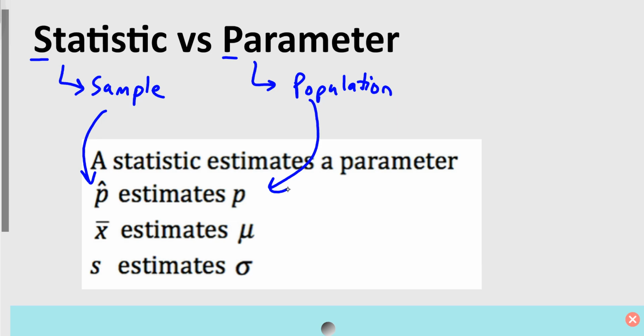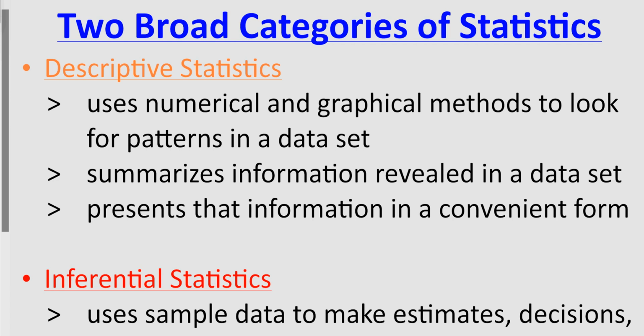And commonly we're using proportions, so p hat estimates p. Means, which x bar estimates mu, and standard deviation, s estimates sigma. Now, we're going to use those things in different types of statistics. Now, we've learned descriptive statistics. That was kind of the start of our study of statistics.